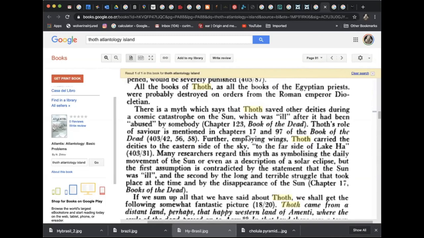And he actually talks about that in the Emerald Tablets. How he said, hey, let's get on my ship. Let's go over there. Further employing wings, Thoth carried the deities to the eastern side of the sky. You see, he carried them. He took them over there to the far side of the lake. Now it says all this, right?